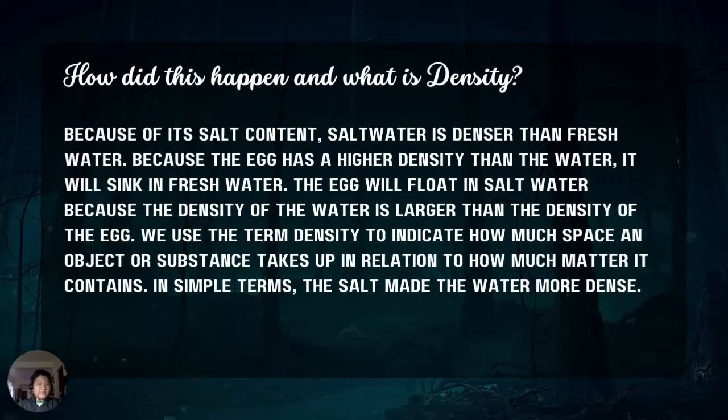Let me ask you, how did this happen and what is density? Let me answer that. Because of its salt content, salt water is denser than fresh water. Because the egg is higher density than the water, it will sink in the fresh water. The egg will float in salt water because the density of the water is larger than the density of the egg. We use the term density to indicate how much space an object or substance takes up in relation to how much matter it contains. In simple terms, the salt made the water more dense.